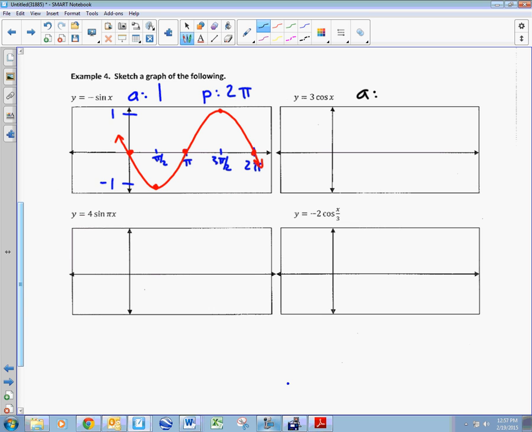All right. Next one, what's the amplitude? 3. What's the period? 2 pi. Mark it off. Divide it into 4 sections because it takes 4 quadrants to repeat itself. From our parent function that we just drew before that, cosine is positive in the first, negative in the second, negative in the third, positive in the fourth. And then it starts all over again. So it takes 4 quadrants for cosine to repeat itself.